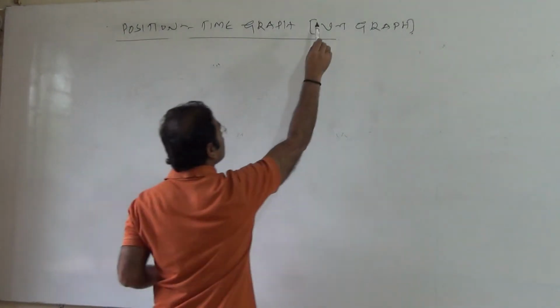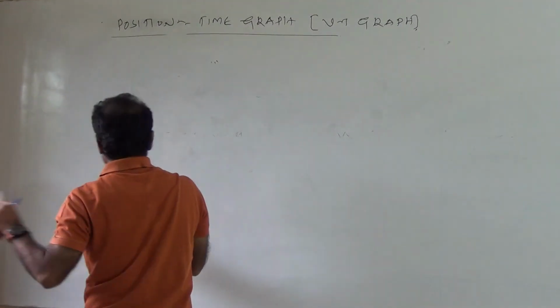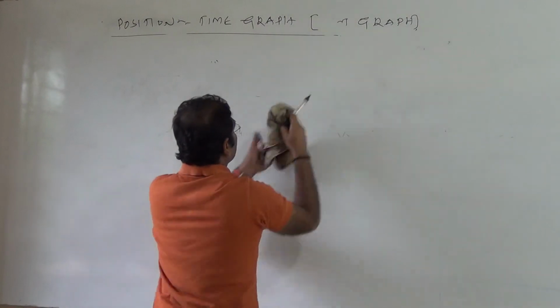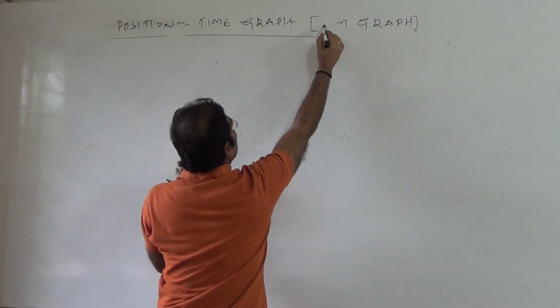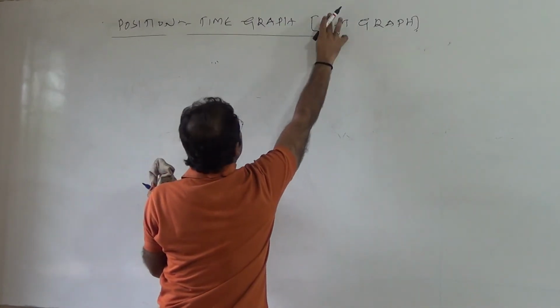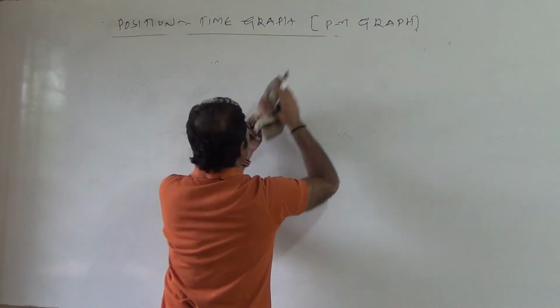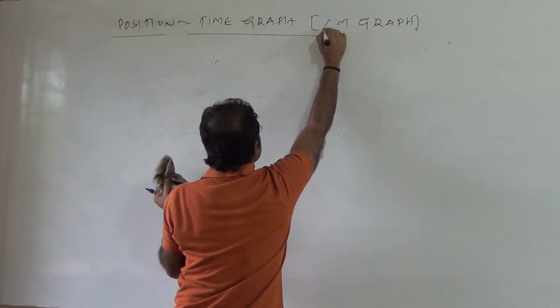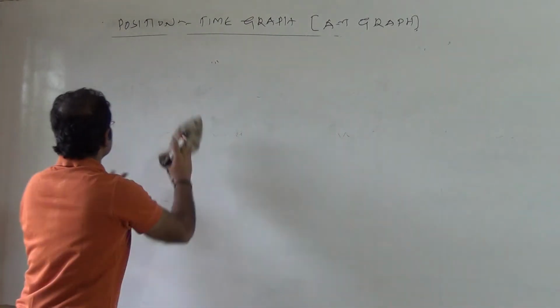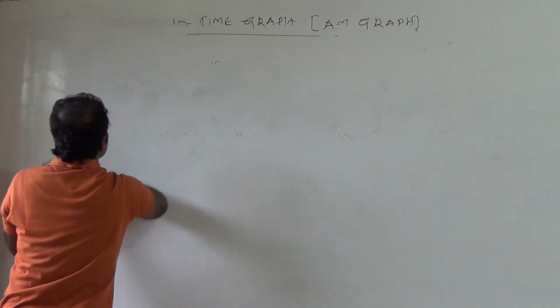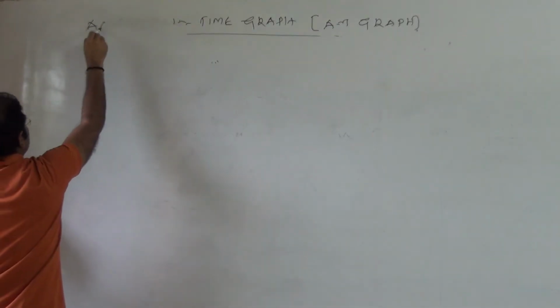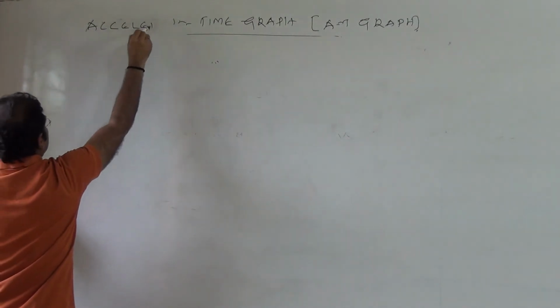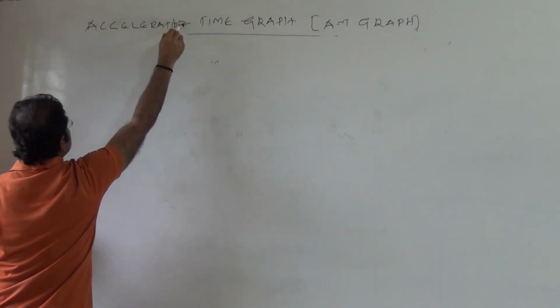And here instead of V, we write it as P. This is position time graph, and it is not a position time graph, it is an acceleration time graph. Already we have completed position time graph, we want an acceleration time graph. What is this? Acceleration time graph.